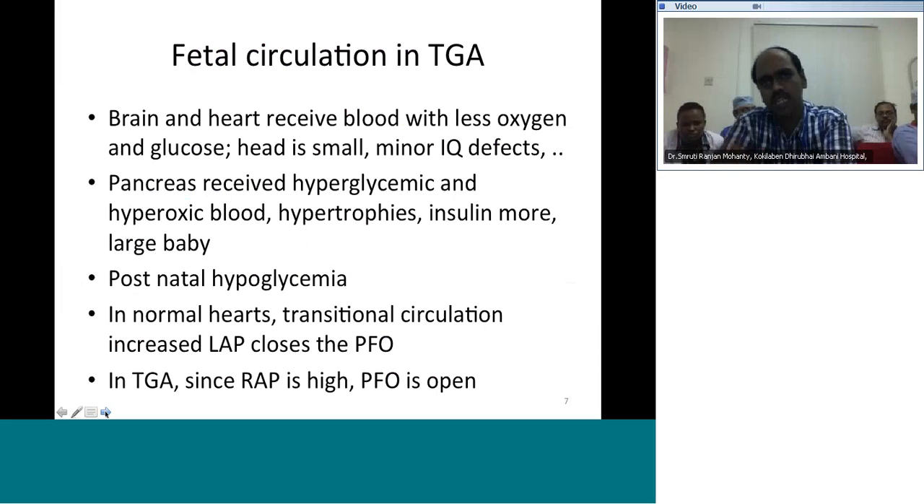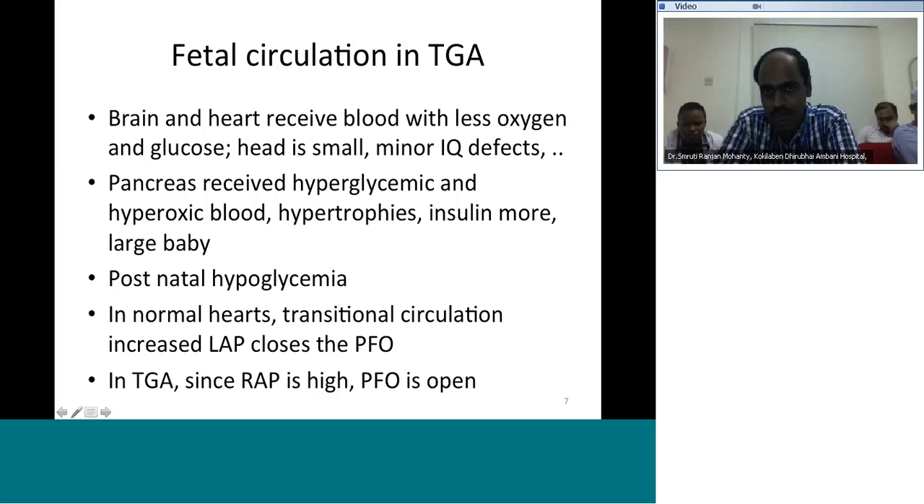What is the fetal circulation in transposition? Brain and the heart receive blood with less oxygen because the superior vena cava blood comes to the right atrium, goes through the tricuspid and the right ventricle and goes into the ascending aorta. That ascending aorta perfuses the brain and heart, so that has less oxygen and less glucose. What is the significance? Head is often small, brain is often small. There will always be some minor IQ defects. If you do MRI scans on these patients, there will be some sort of subtle neurological differences.